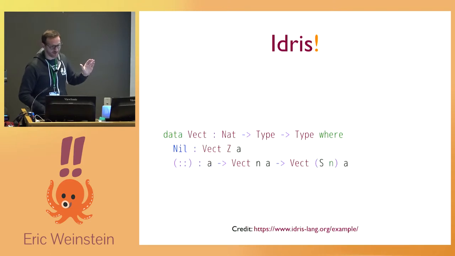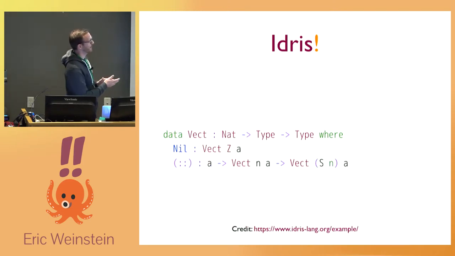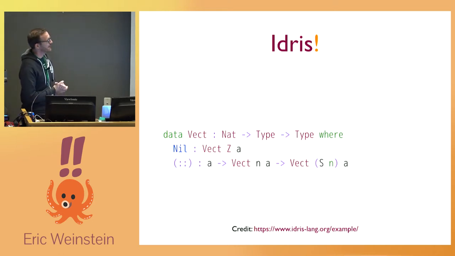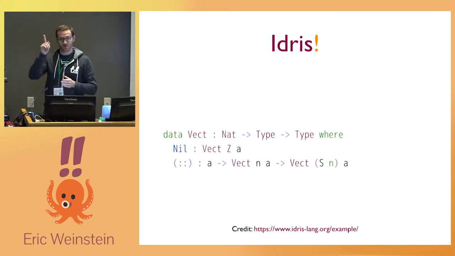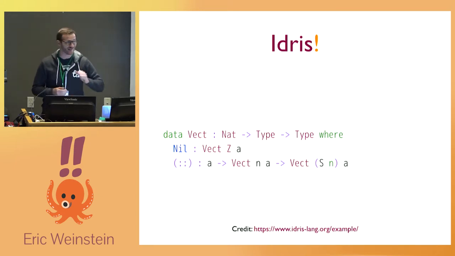Now, if you look at the Idris language website, you can go to idrislang.org/example. They use Z and S for 0 and successor, but the idea is the same. Basically, if you have a vector of A's of some length n, and you add one more, you now have a vector of A's that is one larger than the one that you had before. And the fact that the type system can tell you this, I think, is really amazing. So let's look at what this can be used for.